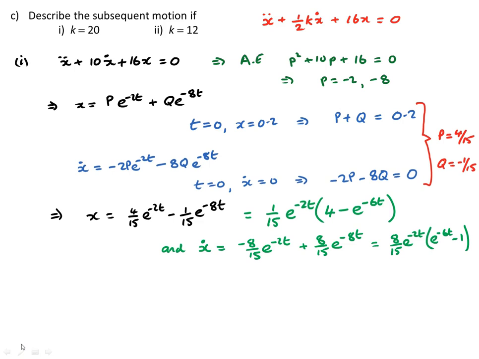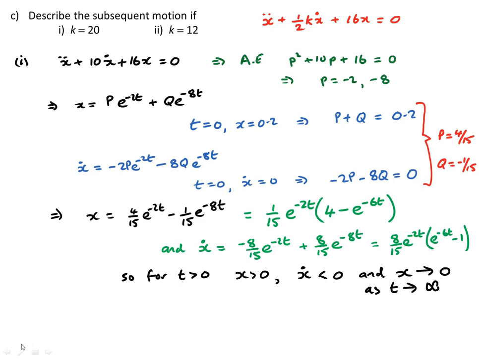But looking at the expression for x dot, or dx by dt, 8/15 e to the minus 2t is certainly positive, but e to the minus 6t take away 1 is a negative expression. So dx by dt is negative. So we know that x is certainly positive. We know that dx by dt is certainly negative. What's more, x is certainly smaller than 4/15 e to the minus 2t. So it's certainly going to tend to 0 as t tends to infinity.